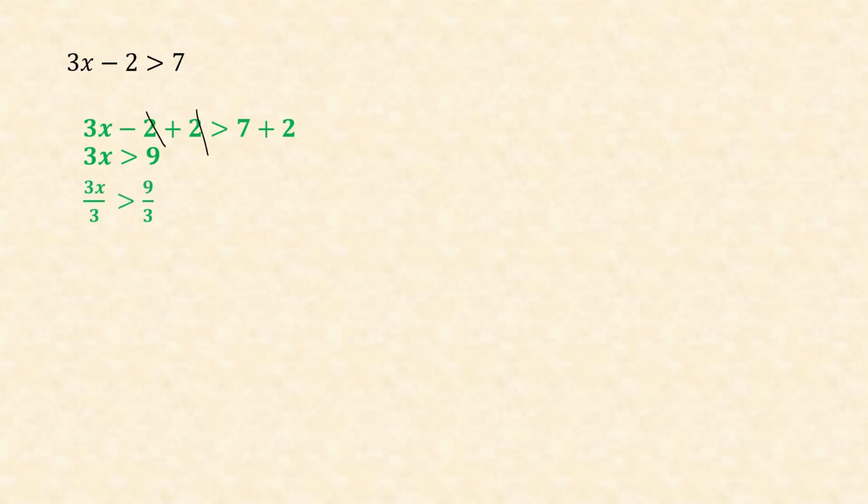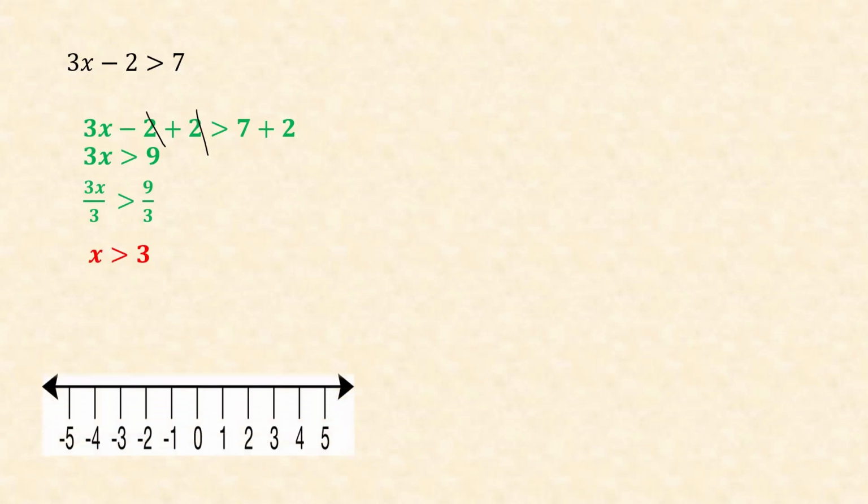So next one. When you have a multiplication or division operation, let's see how we do it. It's the same as that. First we have to cancel out the minus 2 by adding 2 to both sides. So 3x is greater than 9. Now we have to isolate the x, so we divide by 3 on both sides. So x is greater than 3. To show it on the number line, first we draw the number line, mark the 3, and it goes towards the right side. And here also we don't color.